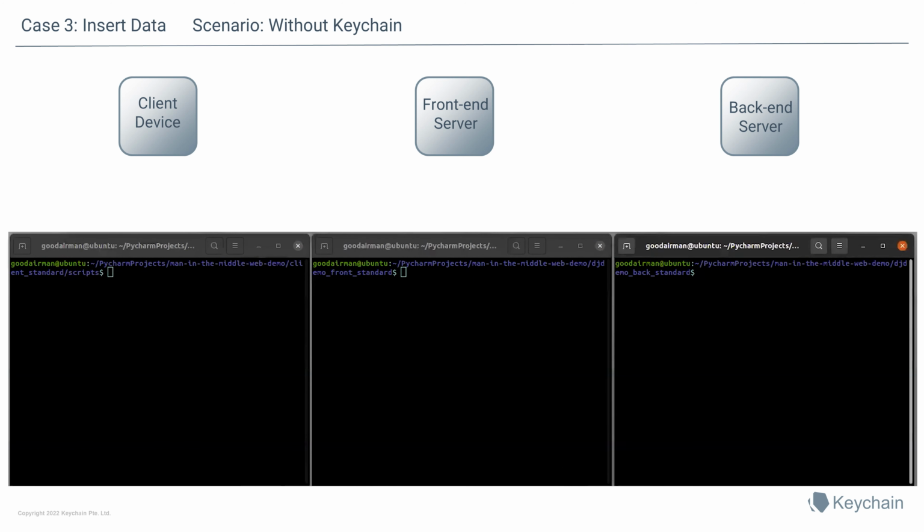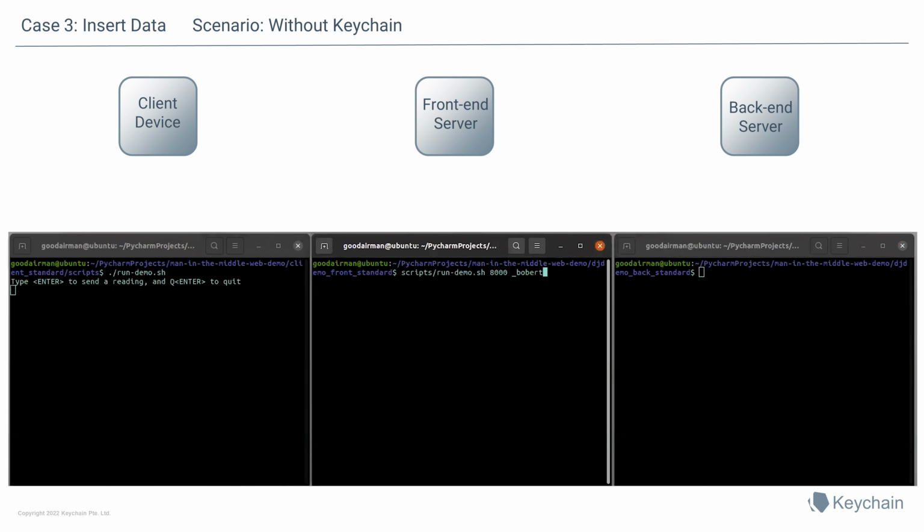Okay, so in other words, the client sends a message to the front-end server. The front-end server first sends its own message, followed by the message that was originally sent by the client to the backend server. And this is running without Keychain. So to start the client without Keychain, we would use this script. To start the front-end server without Keychain, we would use this script.